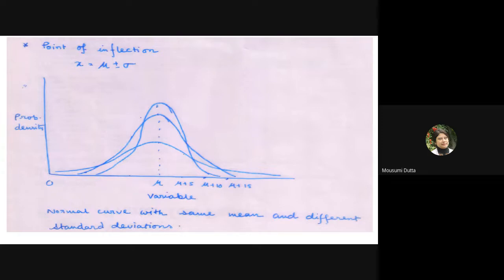Okay, so first we will understand what is meant by points of inflection, and then we will derive the points of inflection for the normal distribution. These are a set of normal curves with the same mean and different standard deviation. For all three, the mean value is mu. So the curve is symmetric around the mean. However, the standard deviation, that is the spread of the observations from the mean value, is changing.